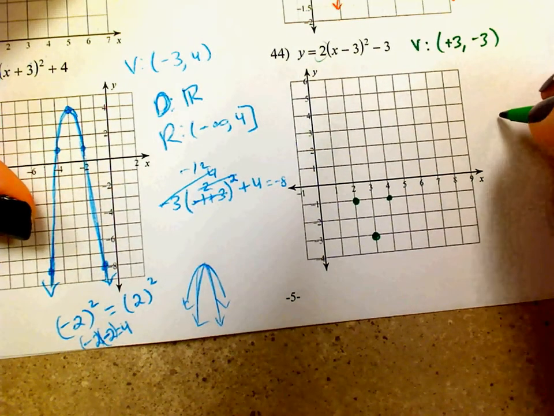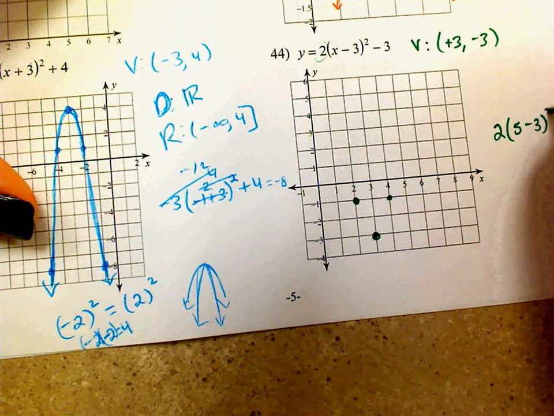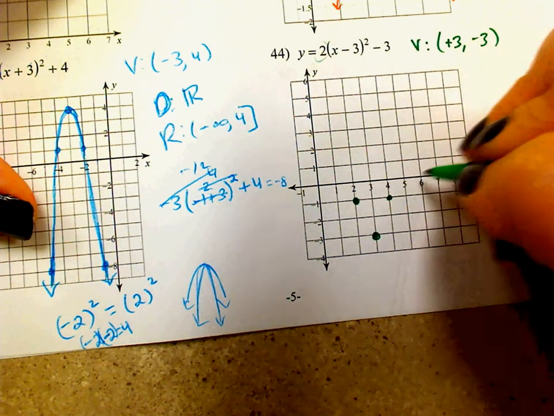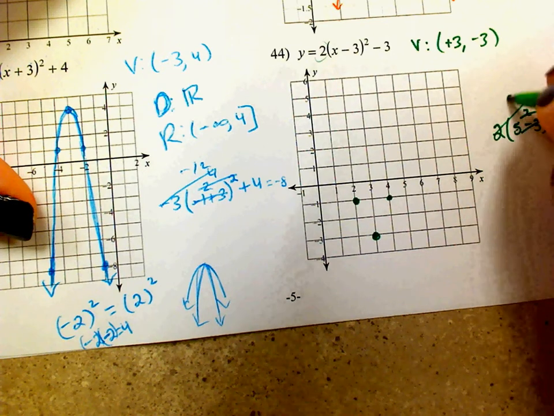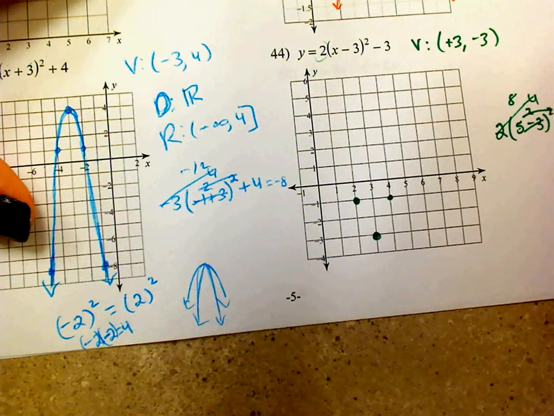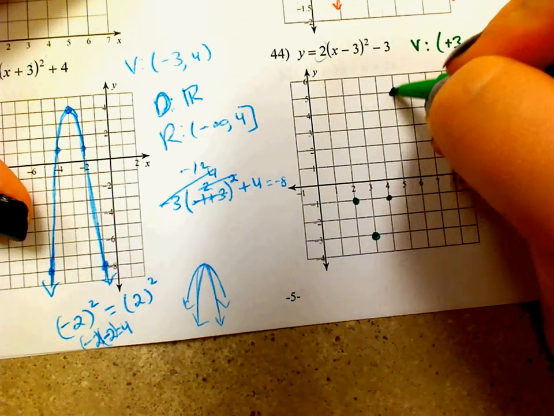or I could say when x equals 5, what does y equal? So 5 minus 3 is 2, 2 squared is 4, 4 times 2 is 8, 8 minus 3 is 5. So at 5, I'm at the point 5, which means at 1, I'm at 5. So connect.